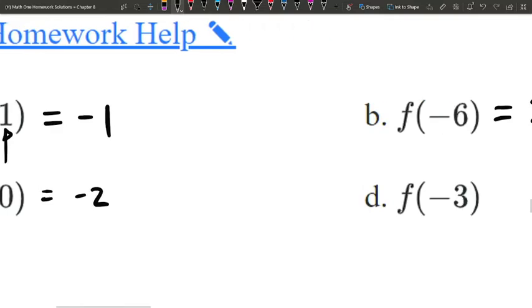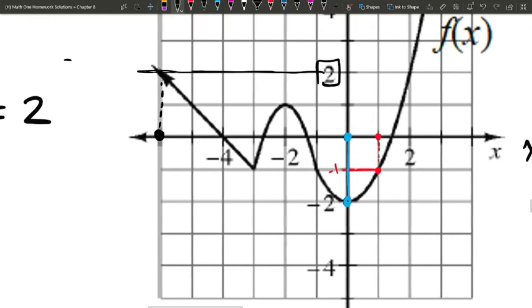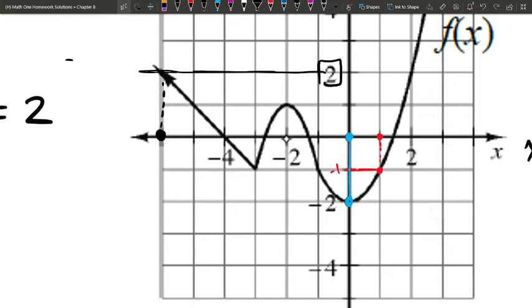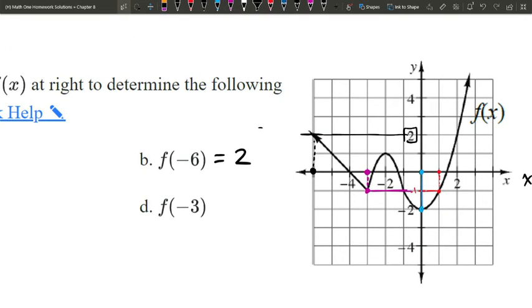And then the final one is what's f at negative 3. So here is negative 1, negative 2. Here's negative 3. Put a purple dot there. When x is negative 3, this function is giving me back the value that's here, which is negative 1 again. Very nice. So negative 3 produces an output of negative 1. So this is equal to negative 1.